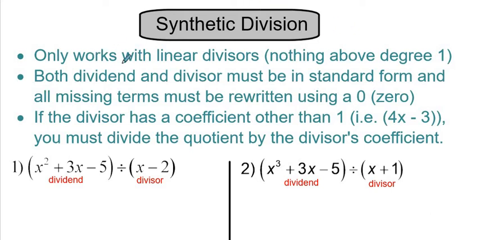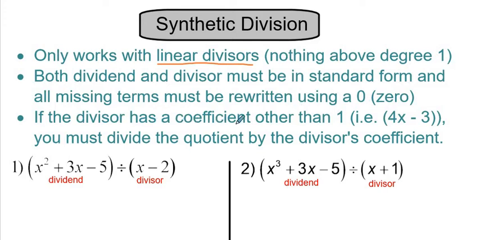First thing is it only works with linear divisors, right? Divisor meaning the thing I'm dividing by. So notice that both of these have an exponent of 1, okay? Both the dividend and divisor must be in standard form. That's nothing new. And all missing terms must be rewritten with a 0. Nothing new. That's really important to understand both those things, okay?